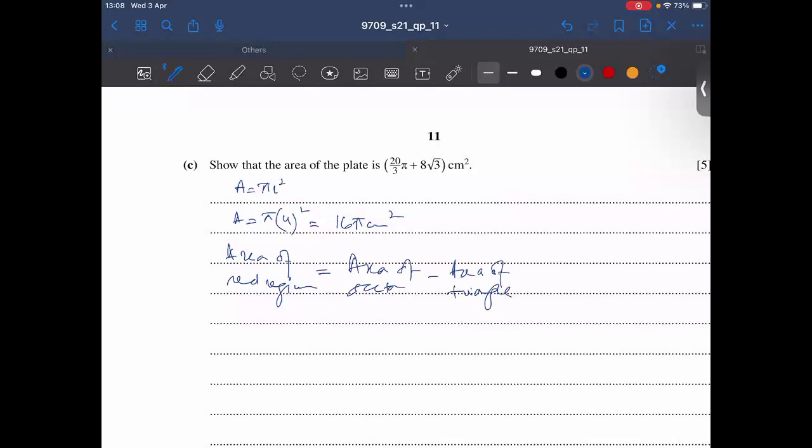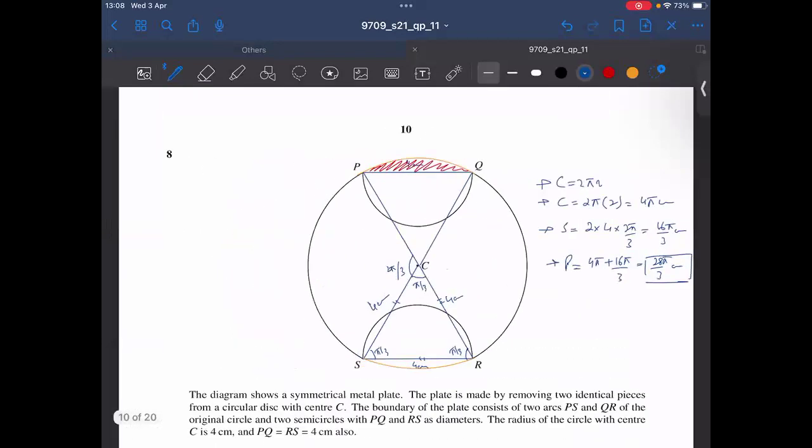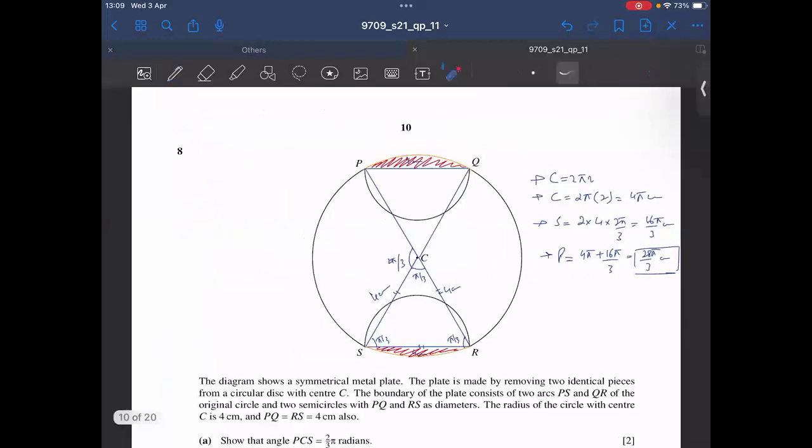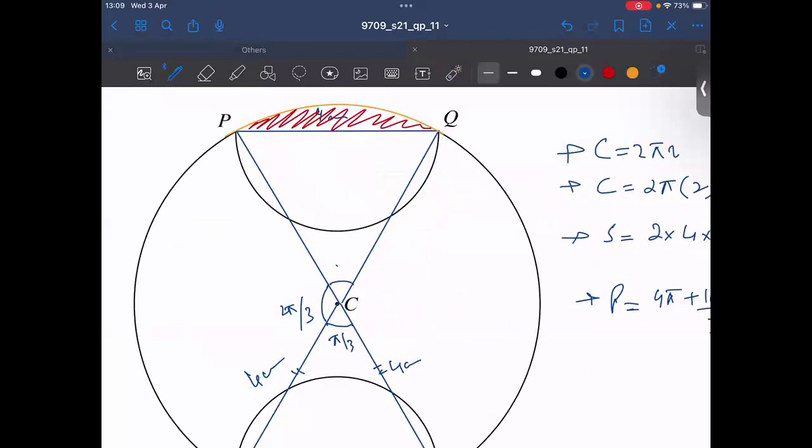So area of sector: this is the sector CPQ, and this is also the red region. I'm going to multiply by 2 so that I can get the total area. So 2 times, what is the area of this sector, CPQ? And what is this angle which you are getting? Pi by 3.